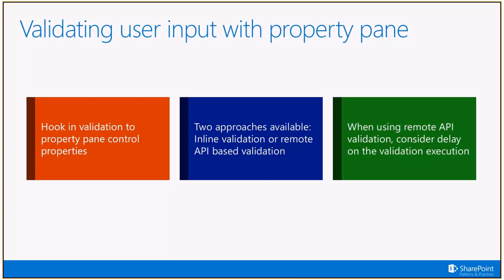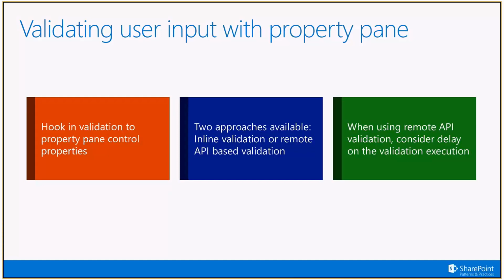So in the code where we have the method which is responsible for defining the property pane controls, we essentially hook in the validation in the specific controls there. There are two approaches available. There's the inline validation, essentially meaning that we're validating the input directly in the code, or we can also do remote API-based validation. As an example, in the sample scenario, you're requesting a list name from the site. And then if the user is writing that list name to the web part properties, you can actually validate whether the list exists on the site or not.